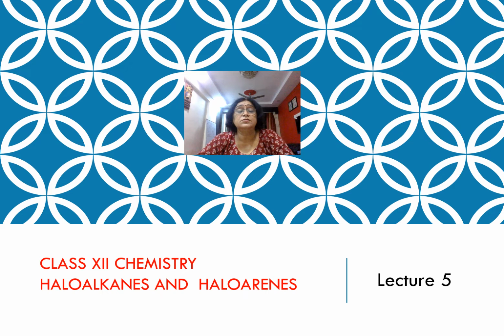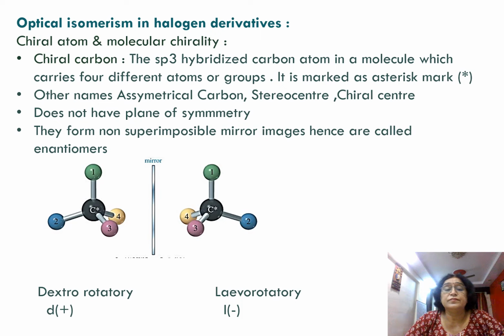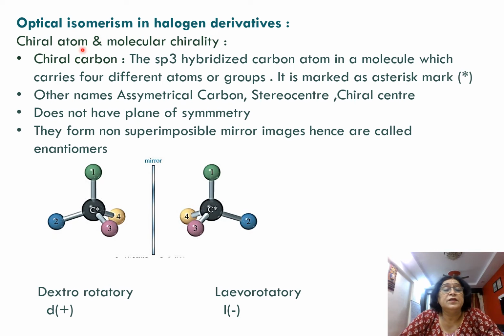Hello students. So here we are with lecture 5 of Haloalkanes and Haloarenes. Optical isomerism in halogen derivatives. Chiral atom and molecular chirality.